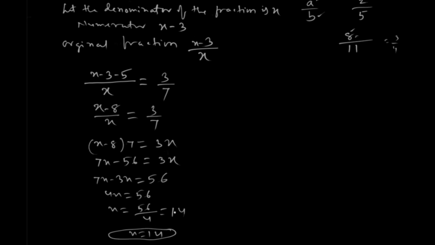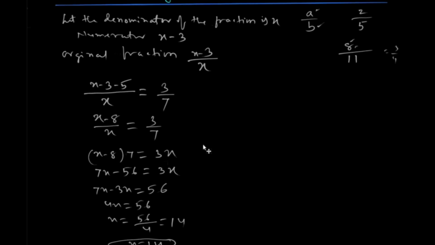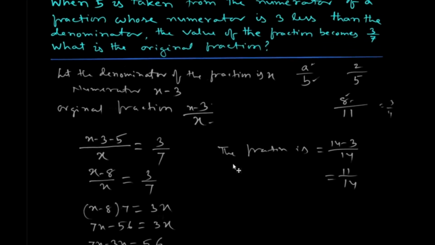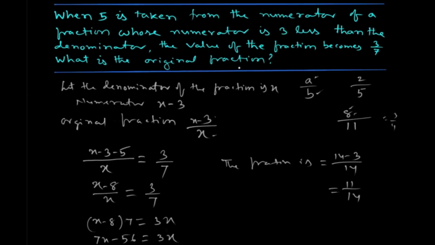That is the value of x we are getting, but he is asking what the fraction is. So we have got this value, and now the fraction is equal to x minus 3 over x. X we have got is 14, so 14 minus 3 divided by 14 is equal to 11 by 14. So this is the value we are getting. That is the fraction.